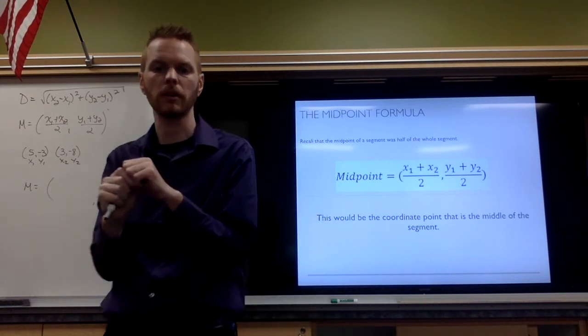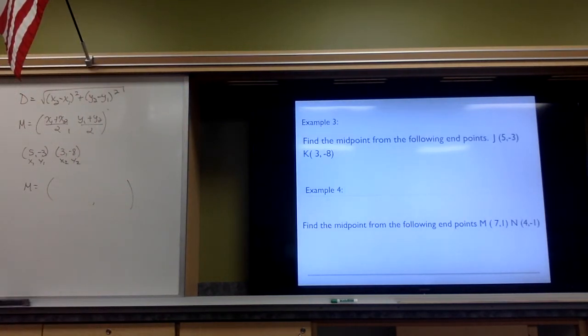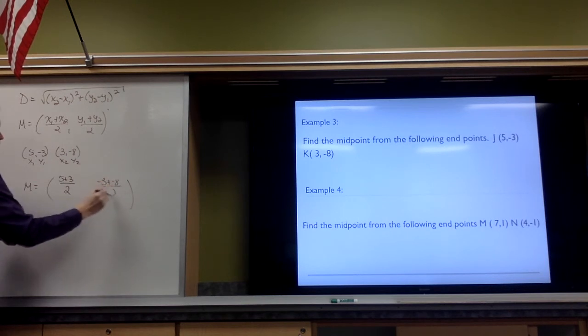So if you look at the formula, like, wait a minute, that looks odd. Well, it should be because it's actually an ordered pair. So I'm going to go ahead and add my x values. Doesn't matter the order, right? Addition's commutative. So 5 plus 3 divided by 2. I'm going to go the same direction. Negative 3 plus negative 8 divided by 2.